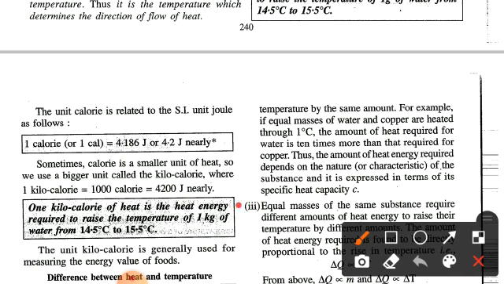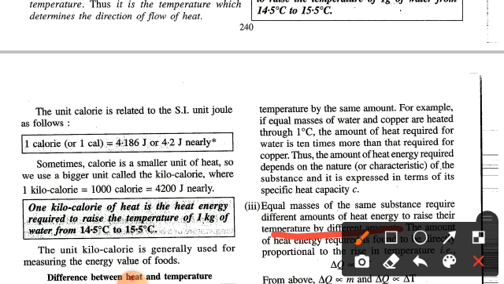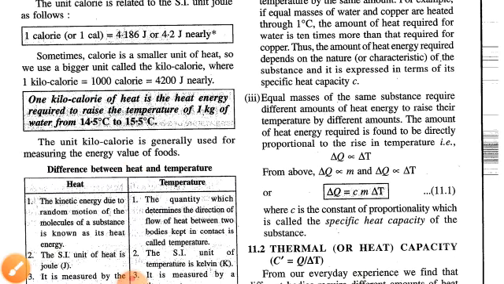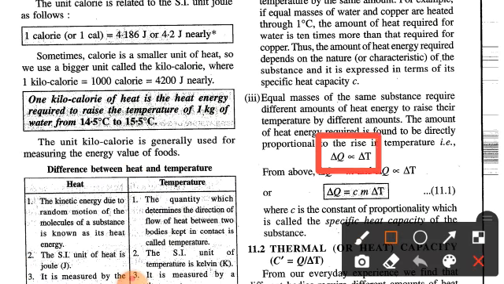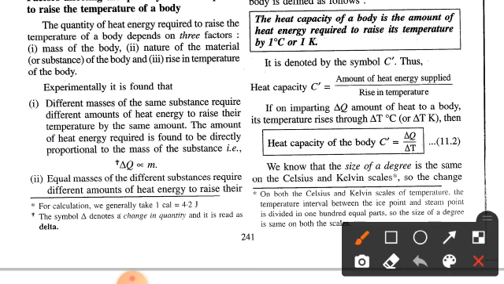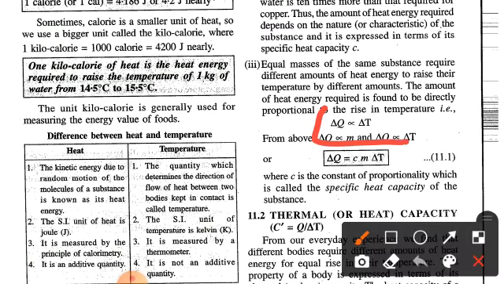Now the third one: equal masses of the same substance require different amounts of heat energy to raise their temperature by different amounts. Here it is written that the amount of heat energy required is found to be directly proportional to the rise in temperature, that is Q is directly proportional to how much? Delta T. Here delta Q is proportional to delta T. So from the above, the first one we have already proved, delta Q is proportional to the mass, and another one we have found here, delta Q is proportional to delta T.